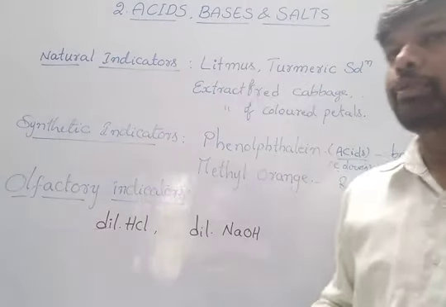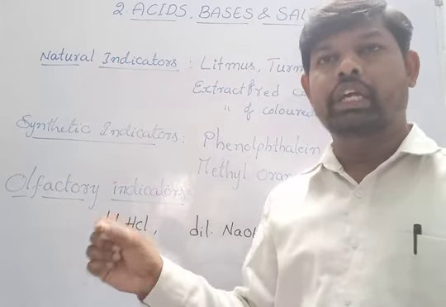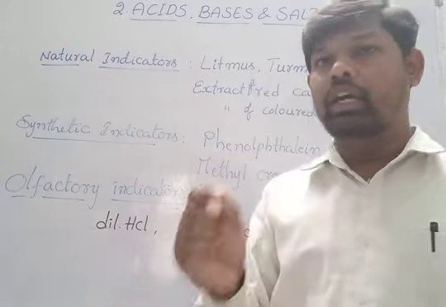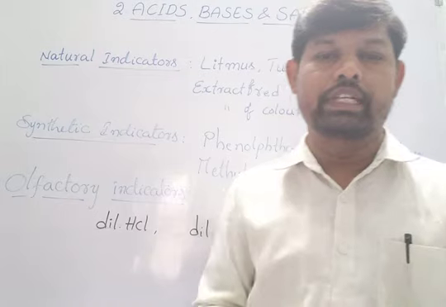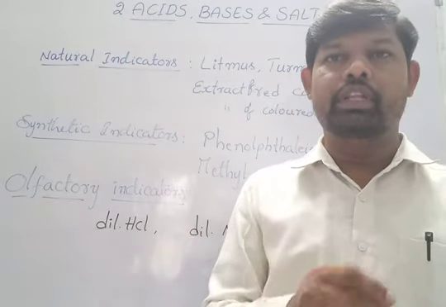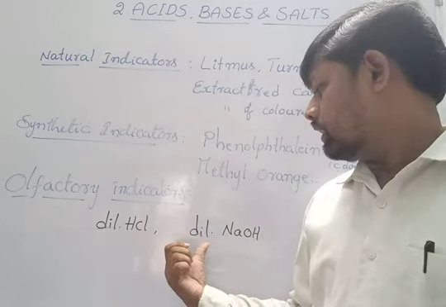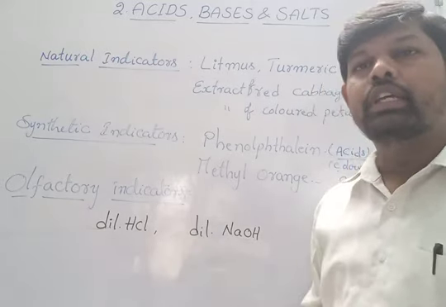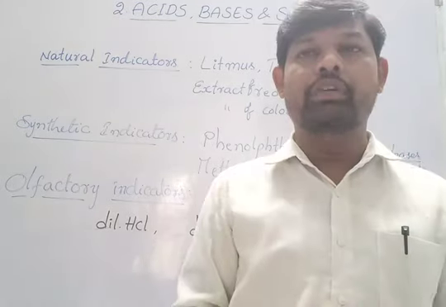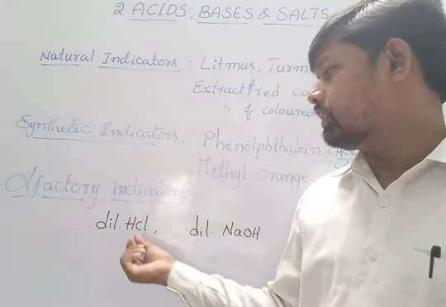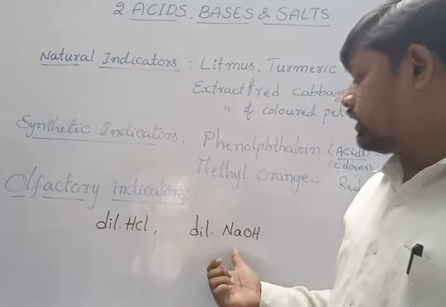Take 1 or 2 drops of dilute HCl with the help of a dropper and put it on the cloth strips which were kept in the fridge. On another cloth strip we put sodium hydroxide. Then we rinse these pieces of cloth, one in the HCl and another in the NaOH.